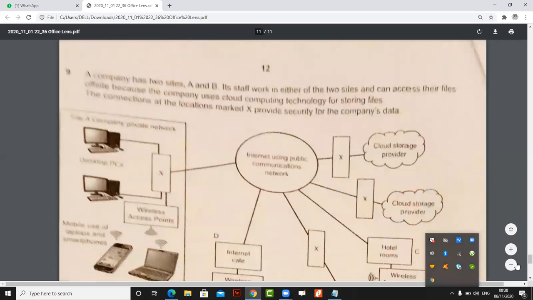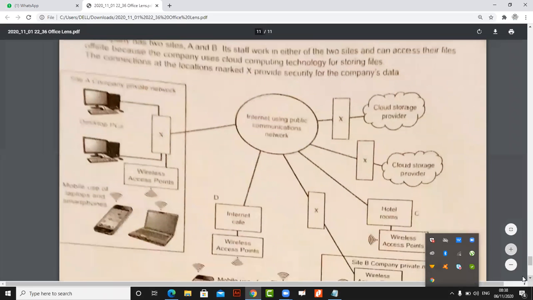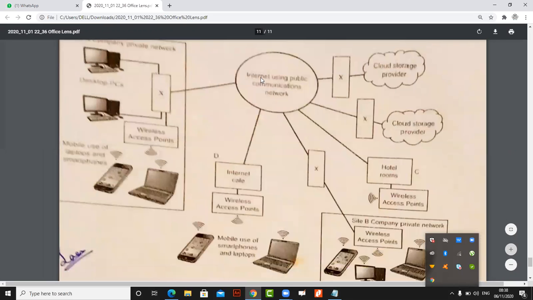A company has two sites, A and B. Its staff work at either of the two sites and can access their files offsite because the company has cloud computing technology for storing files. The connection at the location marked X provides security for the company's data. Look at this diagram, what do we have at X? Internet using public communication lines, okay, and you are connected with X. What could X be?